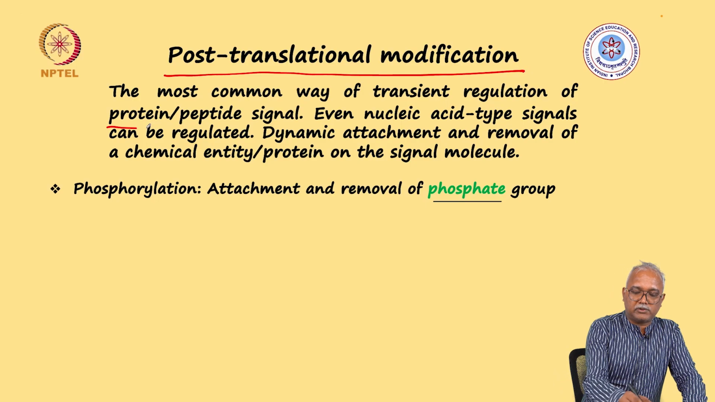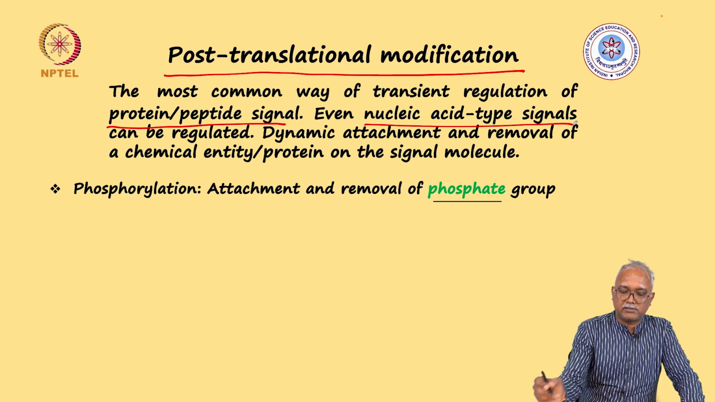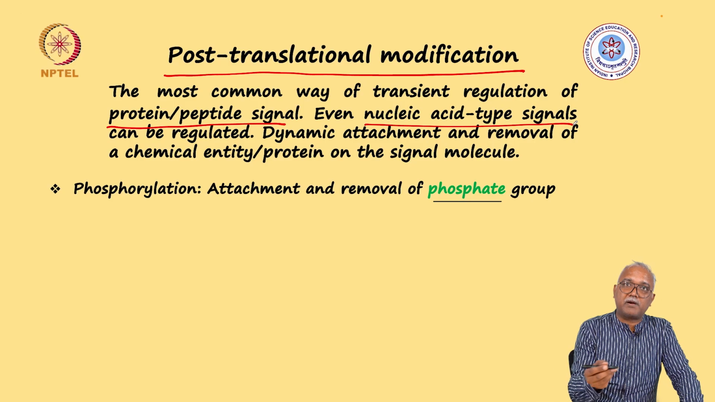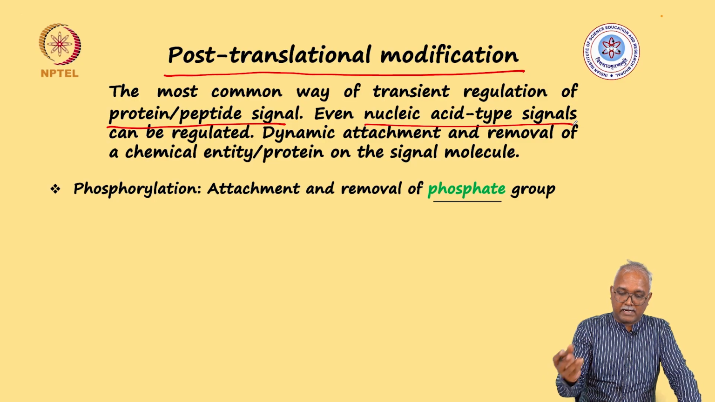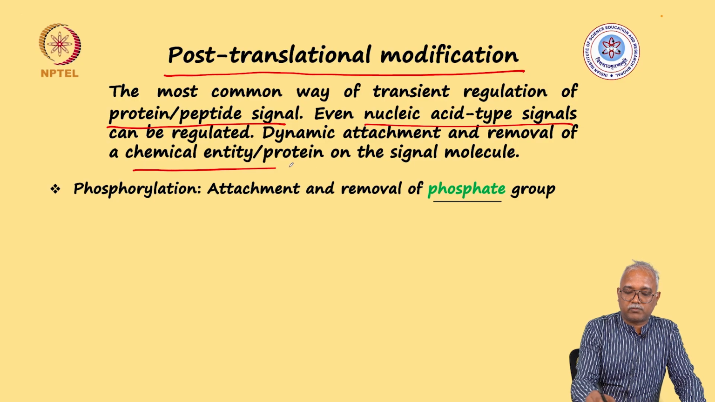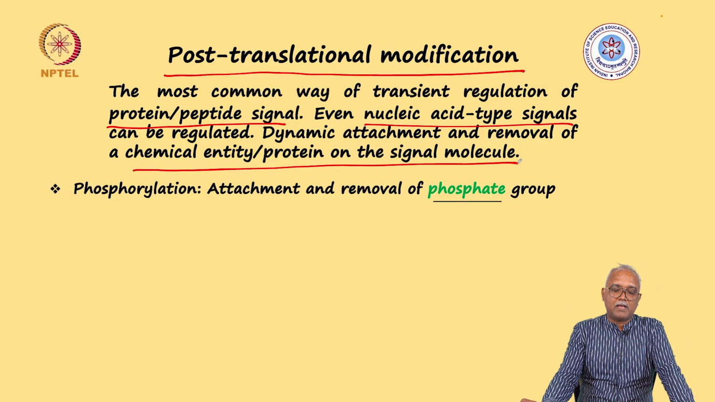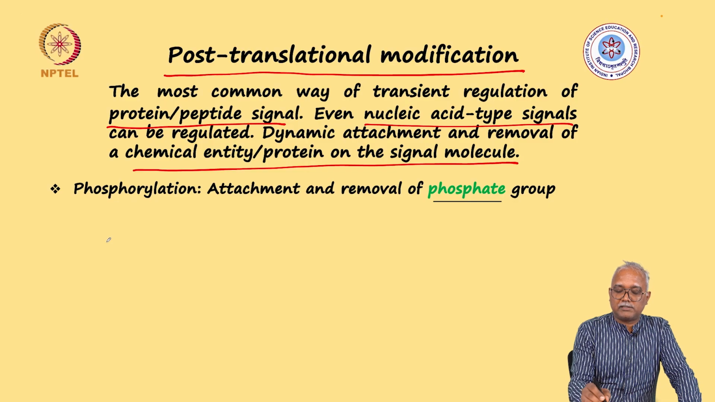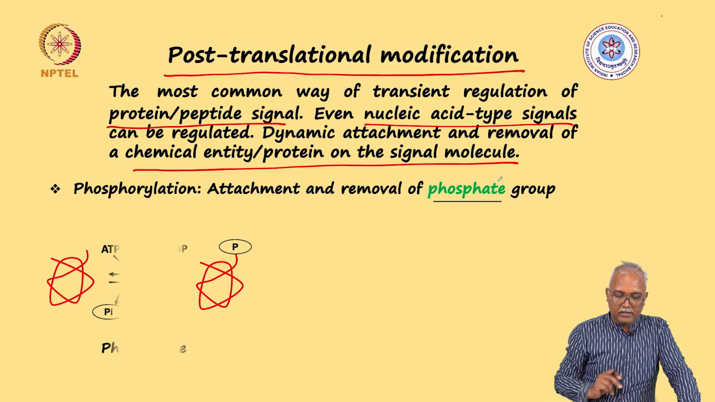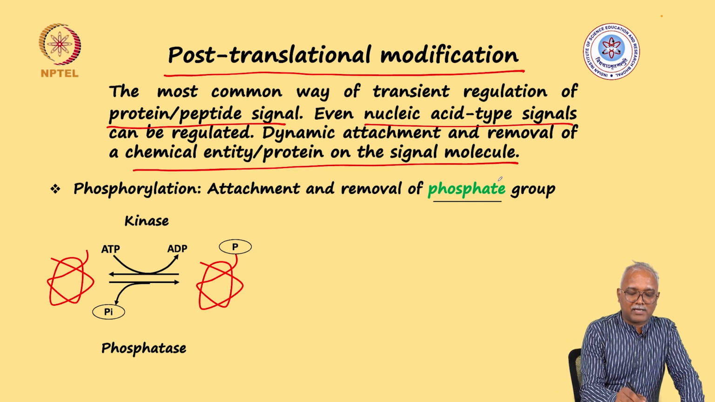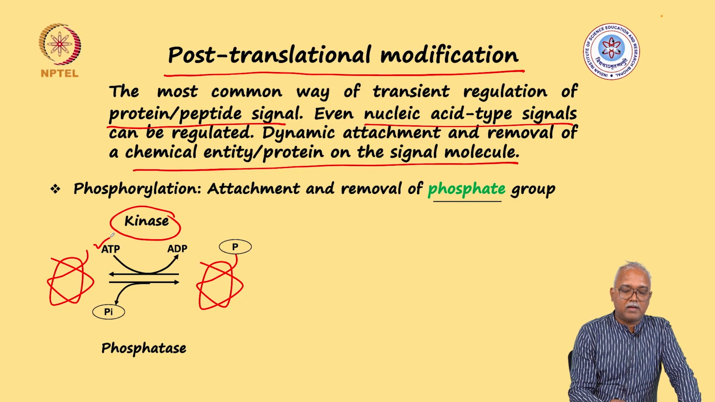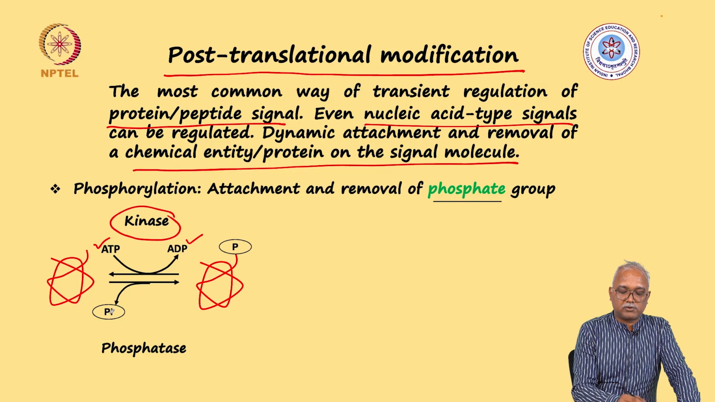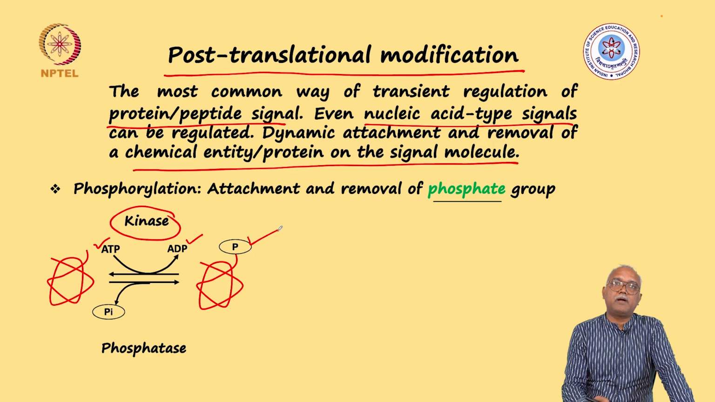So the proteins or peptides, nucleic acids or anything which is participating in signaling, whether it is a signal, a receptor, or an effector protein, I am saying it again and again, they undergo this phosphorylation-dephosphorylation cycle. Phosphorylation is the attachment of the phosphate group. A set of enzymes called kinases utilize ATP, hydrolyze it to ADP, and the phosphate group is released. This phosphate group will be put onto the target molecule.